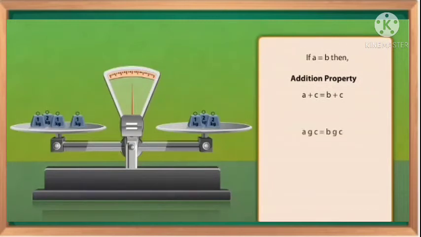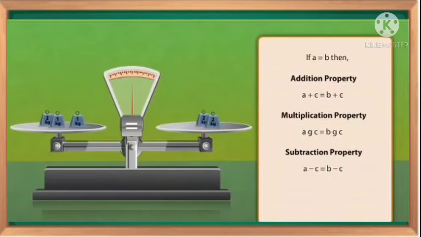Since multiplication is repeated addition, the multiplication property can be understood in a similar manner. Notice that the equality holds even when equal weights are removed from both the pans. This explains the subtraction property of equality.